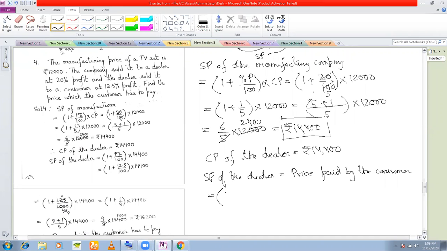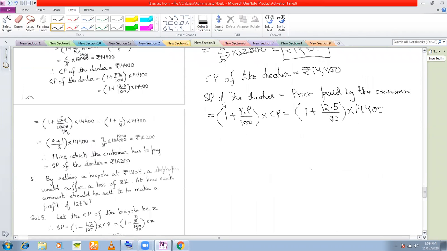How much? 1 plus the percentage profit divided by 100, into cost price. So what are the things that are given? Percentage profit is given to be 12.5 divided by 100, and the cost price here is 14,400. Now we can calculate this very easily. 1 plus 12.5 can be written as 125 by 1000 into 14,400. Now you can cancel this, giving 25 by 8.